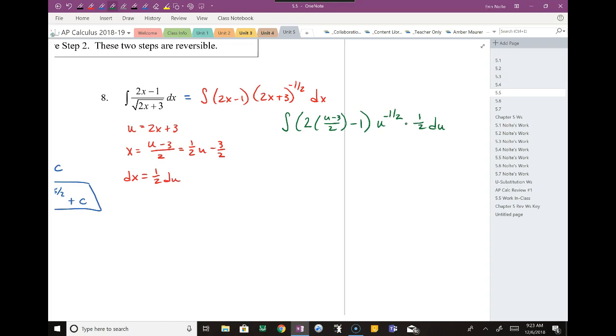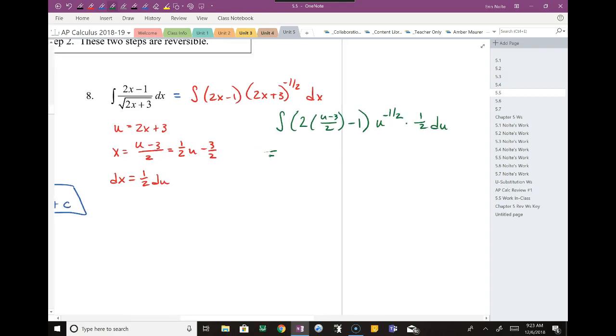Okay, this piece right here, that's the value of your u, right? So I replace the 2x plus 3 with a u, so it's u to the negative 1/2, right? And my last piece right here is the dx. So I could replace the dx with 1/2 du. Okay, so now I have to do some simplifying.